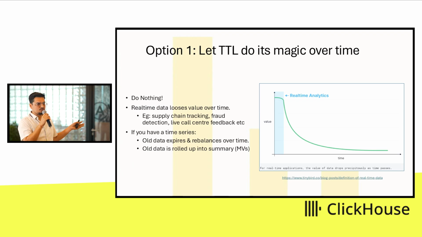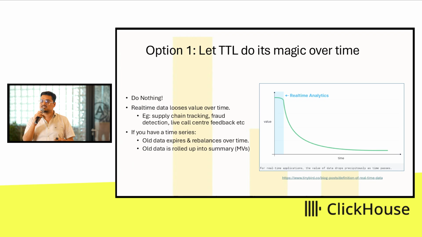For instance, I have a few use cases. For instance, supply chain tracking, right? If you want to just make your supply and demand matching, for that you look at the current supply, current demand and stuff, right? The old data is probably not as useful for this, right? Credit card fraud detection. You want to detect the product credit card fraud at this instant of time and quickly fix it as soon as possible, right? Now, then the next live call center feedback. So for all of these use cases, for instance, the old data is not as useful.